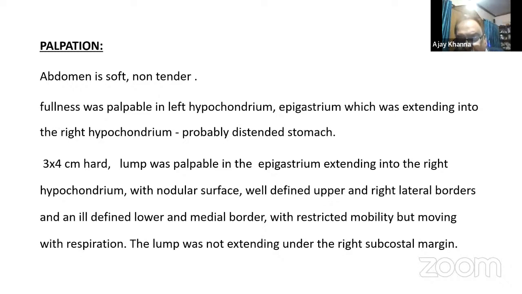Or some people even put some spirit over the abdomen, which you should not do. No, that is not good. But that is another way by which you can demonstrate the visible gastric peristalsis.